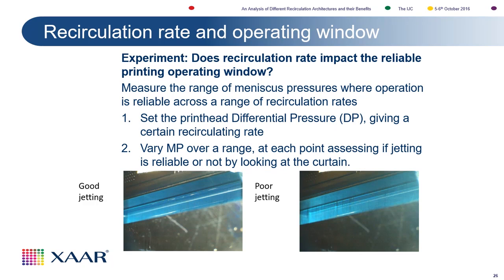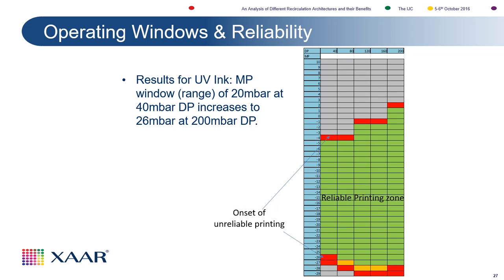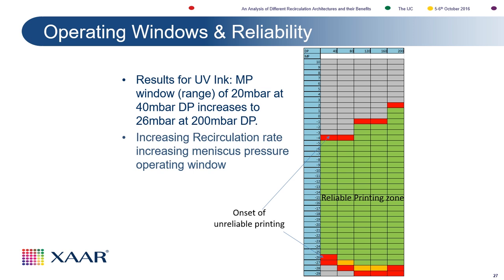I know that's really difficult to see, but take my word for it, that's good jetting. And then we're looking at bad jetting and seeing at what meniscus pressure window these occur. So the results, this is with a UV-based ink, and you have the recirculation rate designated by dP across the top, and then meniscus pressure. You can see the window is quite wide, and it increases as you increase the recirculation rate.